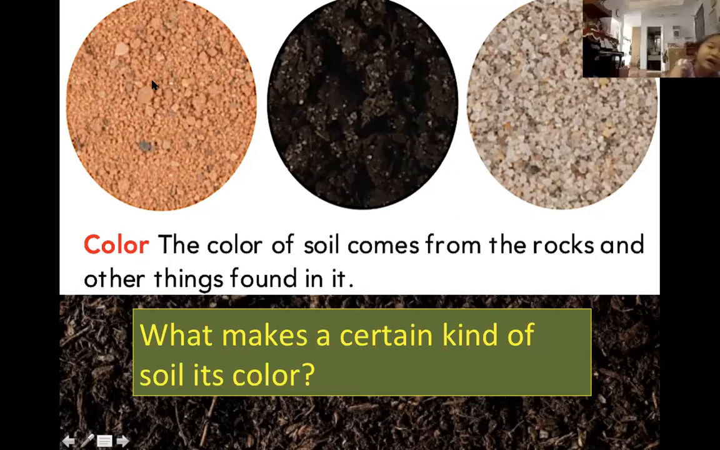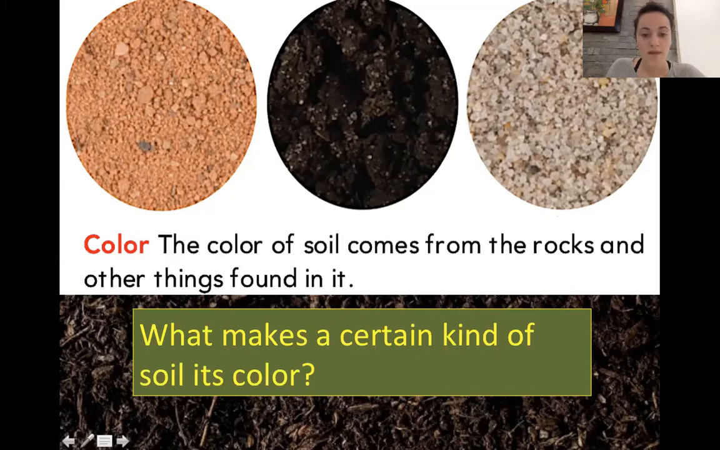I'm not sure. Can you read the caption again? The color of soil comes from the rock and other things that are in it. Mm-hmm. So what makes a certain kind of soil its color? What gives it its color, Moon? Rock and other things. Good, rocks and other things. Let's make sure we got this down really well.